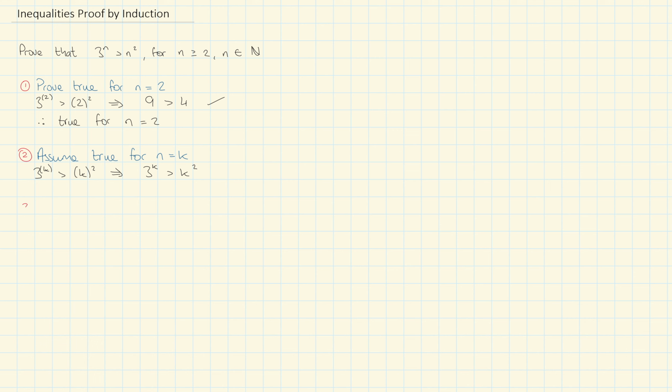Okay, we'll leave that one there, but we'll come back to it in step 3. And now we prove true for n equals k plus 1. So that gives me 3 to the power k plus 1 will be greater than k plus 1 squared. Multiply out, 3 to the power k by 3 be greater than, this bracket will give us k squared plus 2k plus 1. Okay, so this is where step 2 comes back into play.